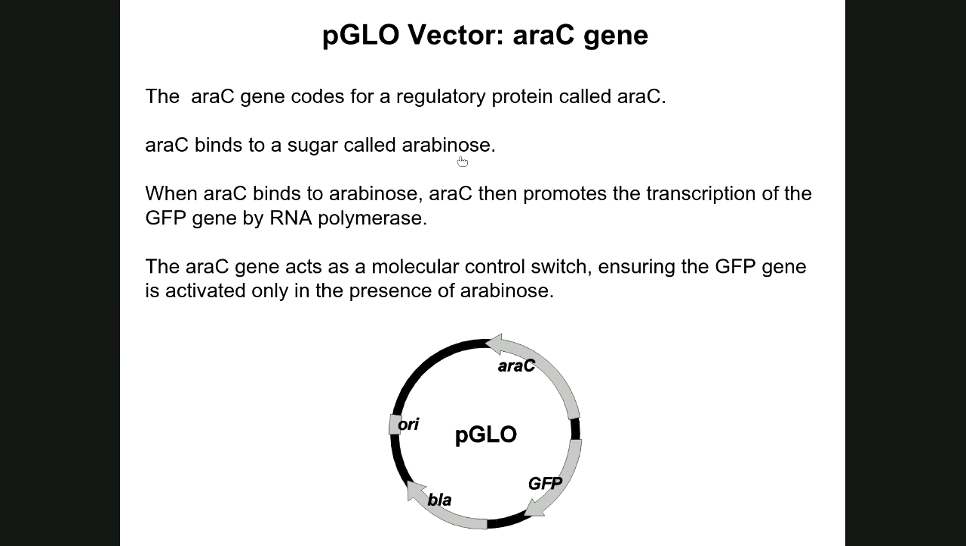So there's more to the vector than what I talk about, but the bottom line is the only way the Gfp gene will be expressed in a transformed bacterium is if you feed the bacterium arabinose so that the protein produced by this gene will become active and come over here and help RNA polymerase find this one. So we call it a molecular control switch.